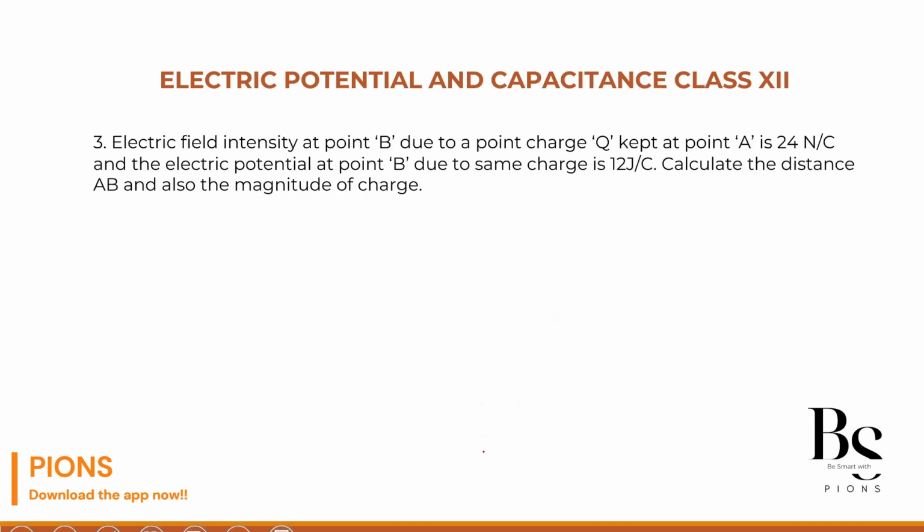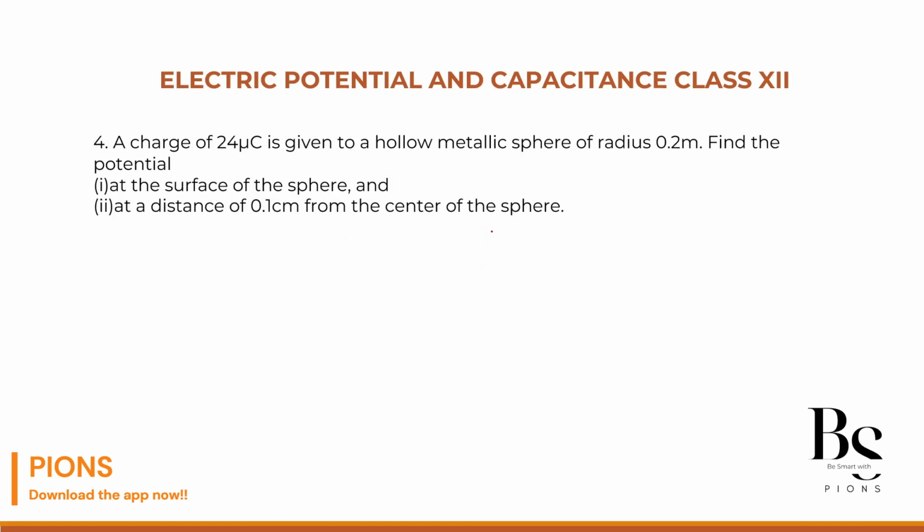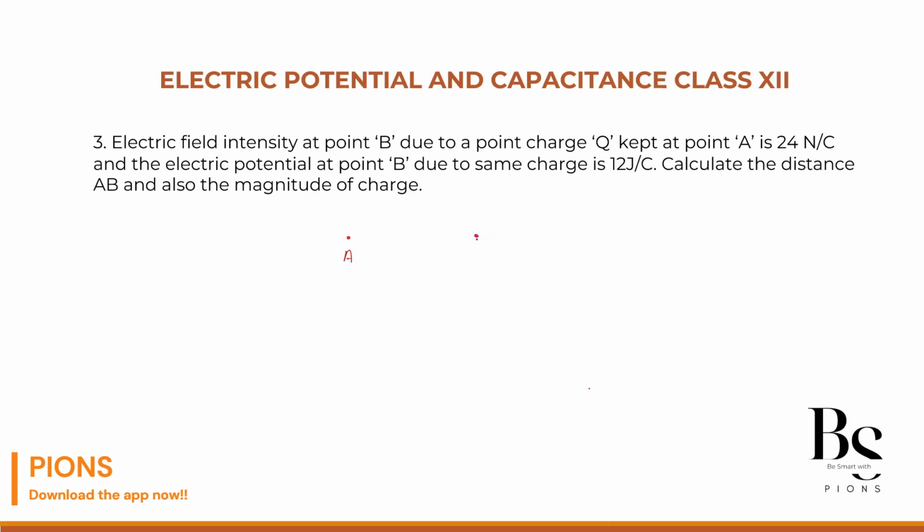Question 3 says the electric field intensity at any point B due to a charge capital Q kept at a point A is 24 Newton per Coulomb. Let's understand and try to draw a rough diagram. This is our A, this is our B. So the electric field intensity at point B due to a charge kept at A. What's the separation? We don't know yet. Later we will add it. So the electric field at B due to A is 24 Newton per Coulomb, standard units.